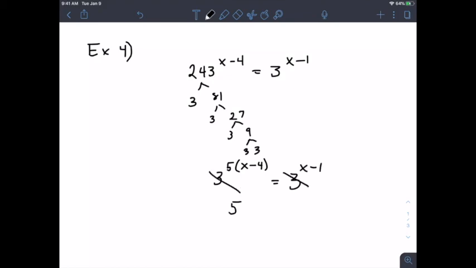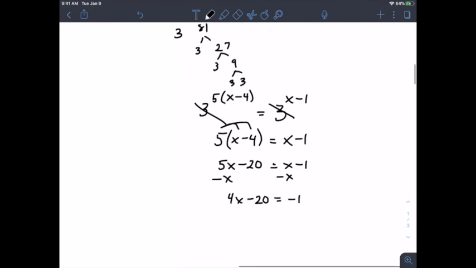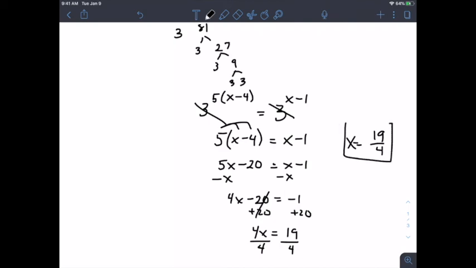Bases are the same, drop them. So 5 times x minus 4 is equal to x minus 1. Now I'm going to distribute the 5. So I get 5 times x, 5x. 5 times negative 4, negative 20. And then equals x minus 1. I'm going to move the x, subtract the x from both sides. I get 4x minus 20 equals negative 1. I'm going to add 20 to both sides. Cancels. So 4x is equal to 19 and divide by 4 on both sides. So x is then going to equal 19 over 4. Like I said, just leave it just like that.